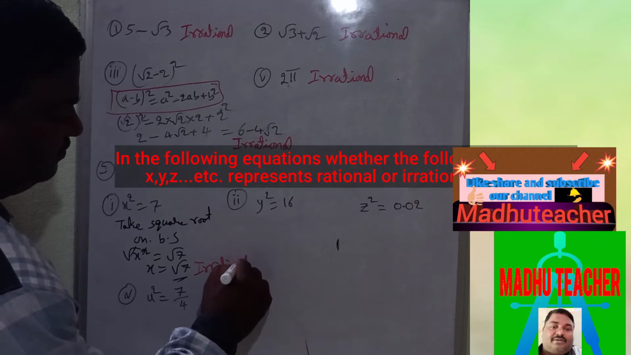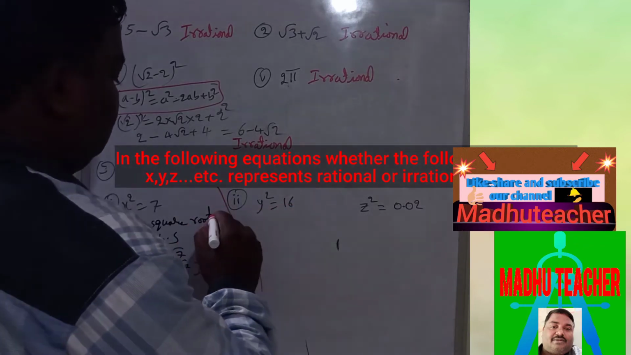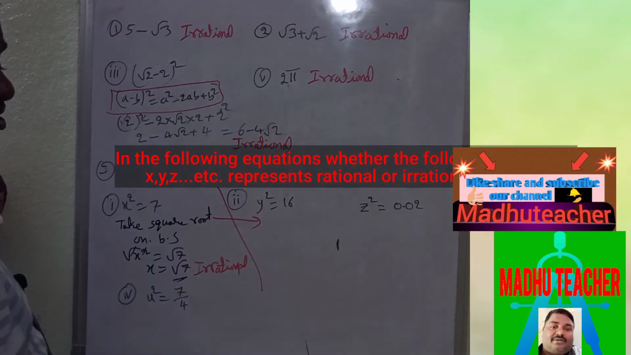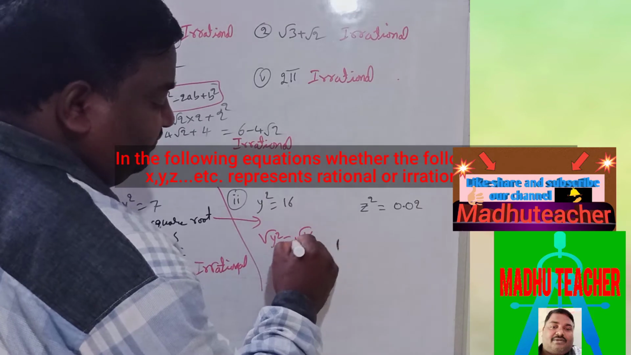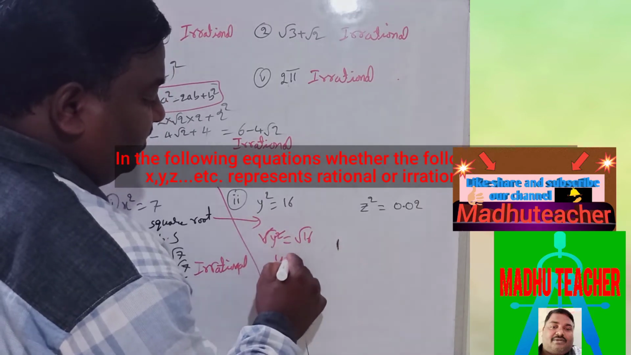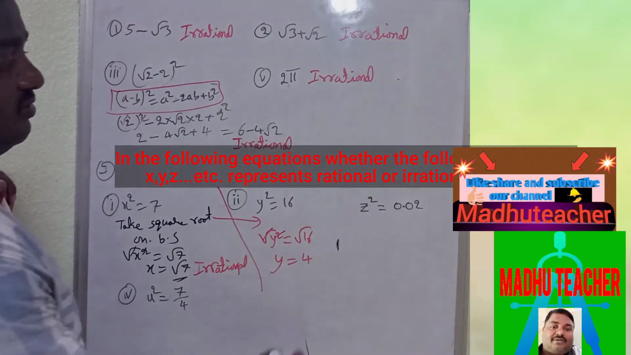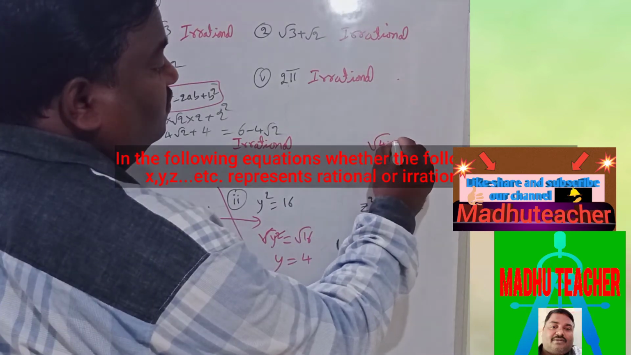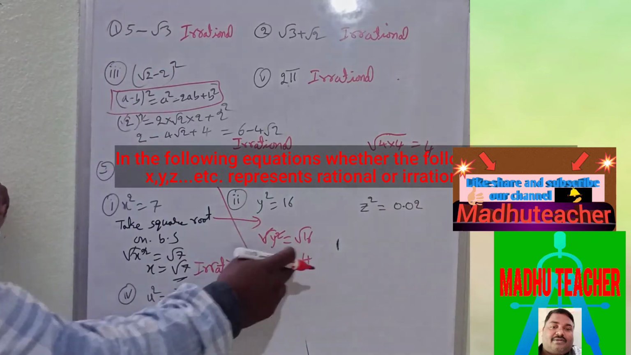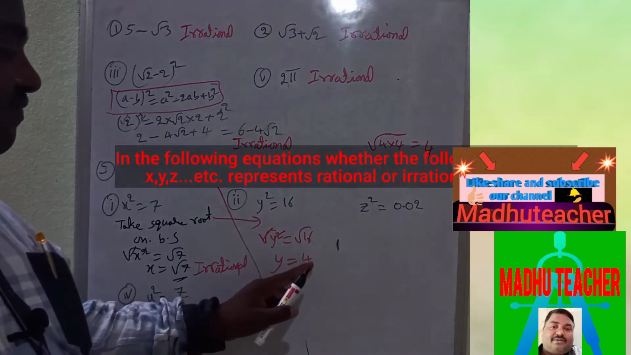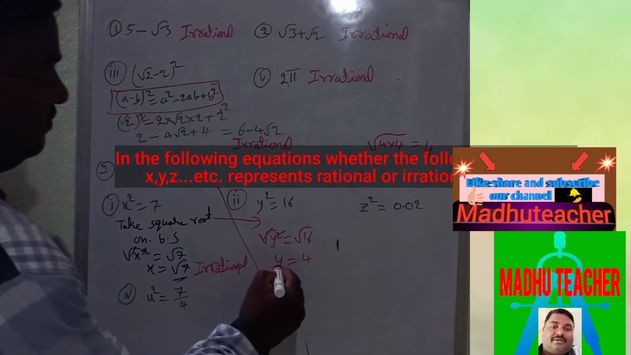Okay. So next, y square equal to 16. Again take square root on both sides. So root y square equal to root 16. So square and root get cancelled, y equal to root 16, which is 4. 4 fours are 16. So in root 16, we can write 4 into 4, so we can take one 4 out of the root. So y equal to 4. So 4 is a rational number. So y is rational.